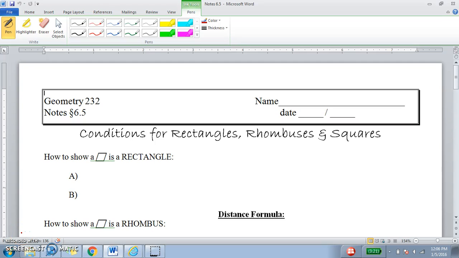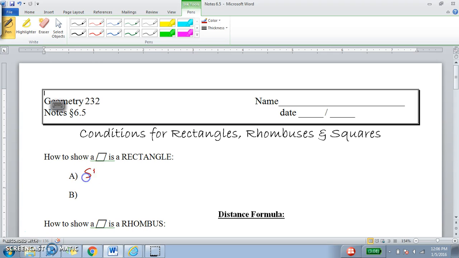This is Geometry, section 6.5, Conditions for Rectangles, Rhombuses, and Squares. So in the last section we learned what rectangles, rhombuses, and squares are. Now we're going to learn, if we are given a four-sided shape, how to tell if it is one of those three things. So how to show that a parallelogram is a rectangle. If I give you a random parallelogram and it has certain markings on it, how do we know if it's a rectangle or not?